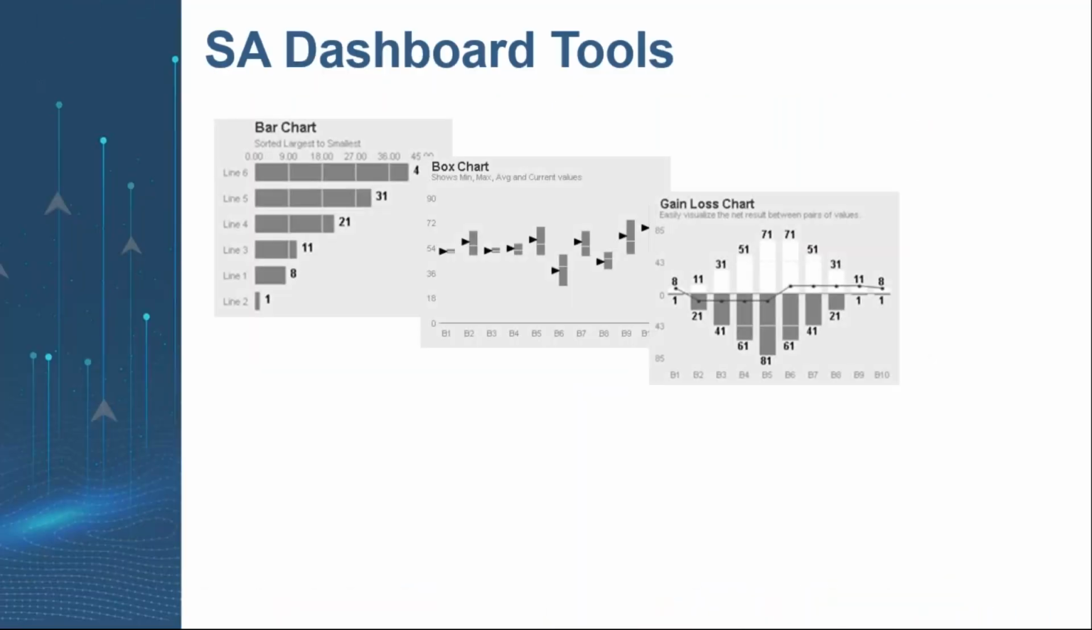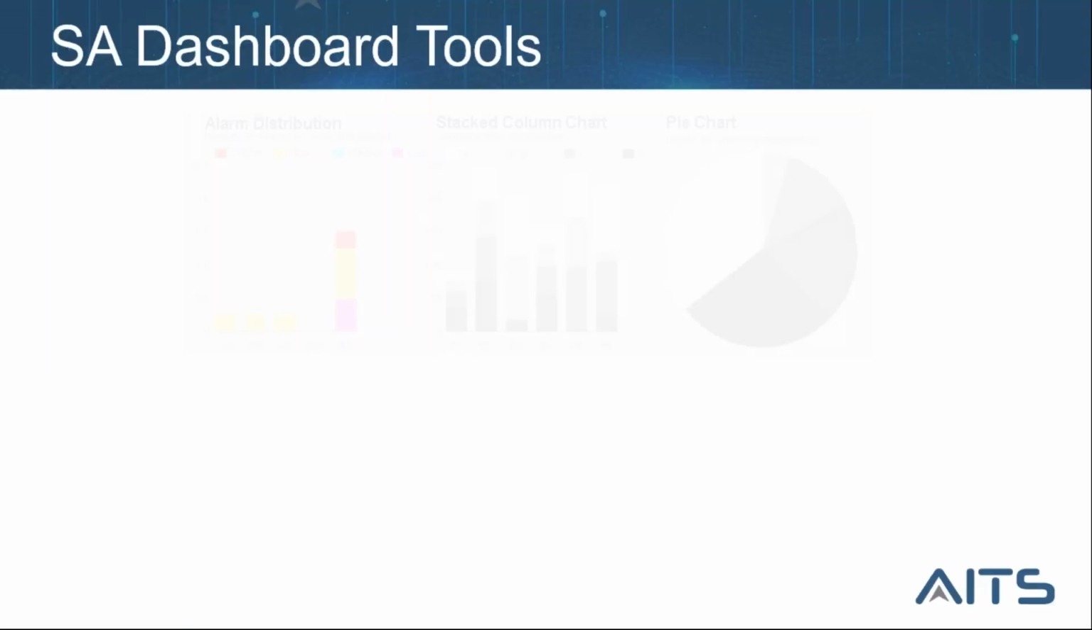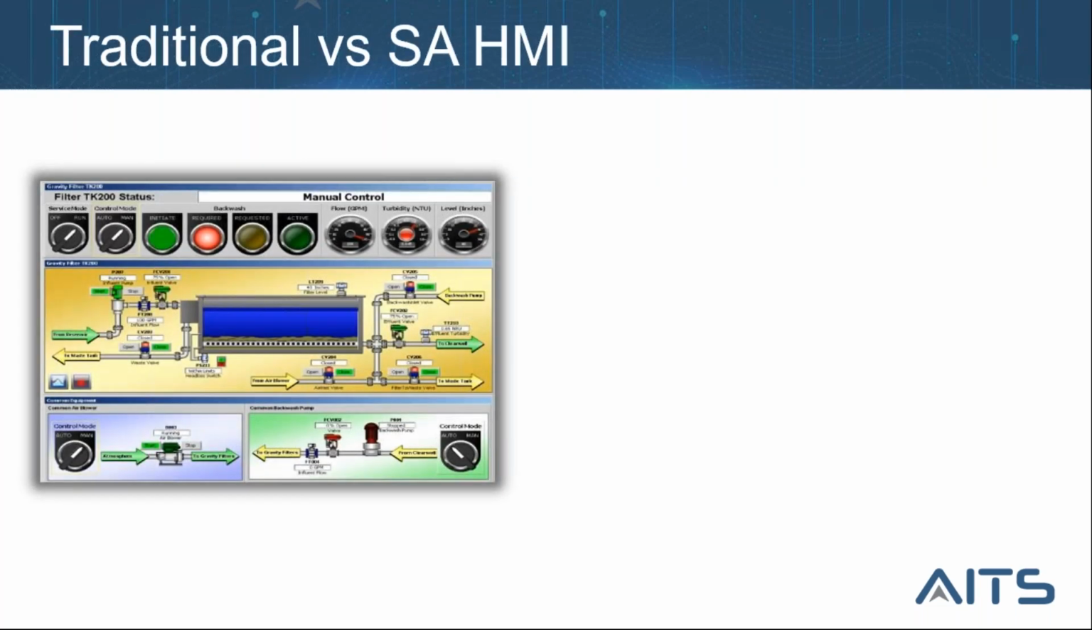There are many pre-designed dashboard tools ready to be used for overview and KPIs, such as bar chart, column chart, triples, alarm distribution, target graph, and many more. Now, I will show you how HMI has improved by following the situational awareness standard. If you were using the traditional HMI, you are familiar with the typical problems, such as the poor presentation and interaction with alarms, lack of built-in standardization, inconsistent colors, 3D effects, and animations.